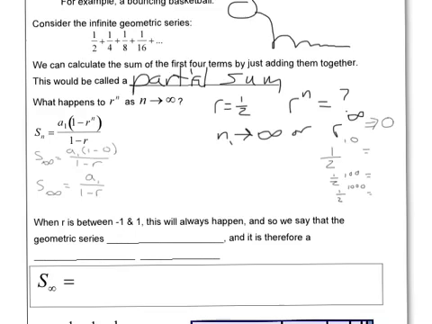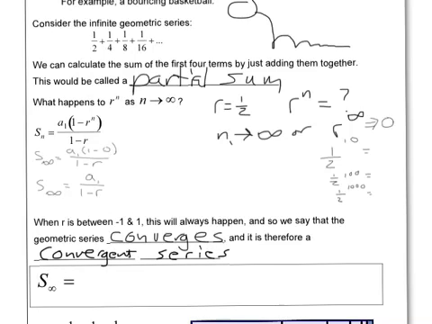This only works, though, when our r value is between -1 and 1. So we say when r is between -1 and 1, this will always happen, and so we say that the geometric series converges. The way I remember that is converge means everybody's the same, and so eventually we're going to get to this same number, the sum. We're going to converge to a single sum, and it is therefore called a convergent series. If it doesn't converge, we actually call it a divergent series. And we'll talk about that later.